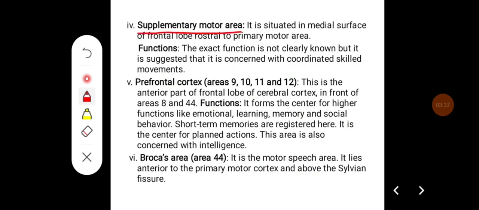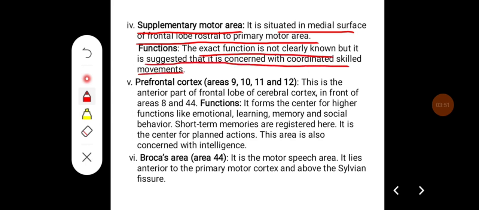Supplementary motor area. It is situated in medial surface of frontal lobe rostral to the primary motor area. The exact functions of which are not clearly known, but it is suggested that it is concerned with coordinated skill movement.